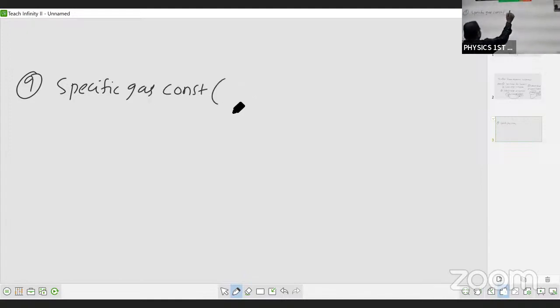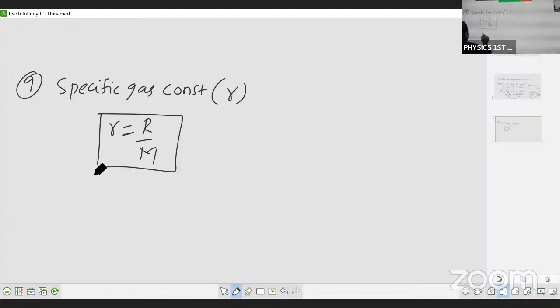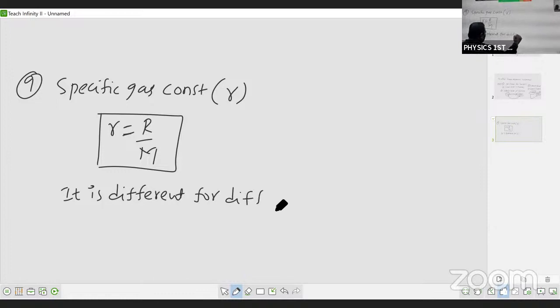Denoted with small r. This is the specific gas constant. It is different for different gases. It is the ratio between the universal gas constant and the molecular weight. They are just asking what is specific gas constant, is it the same? So it is different for different gases. This is the specific gas constant.